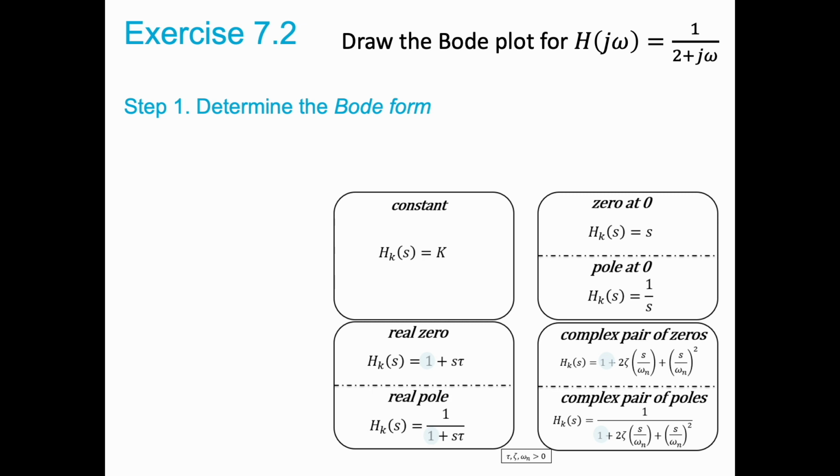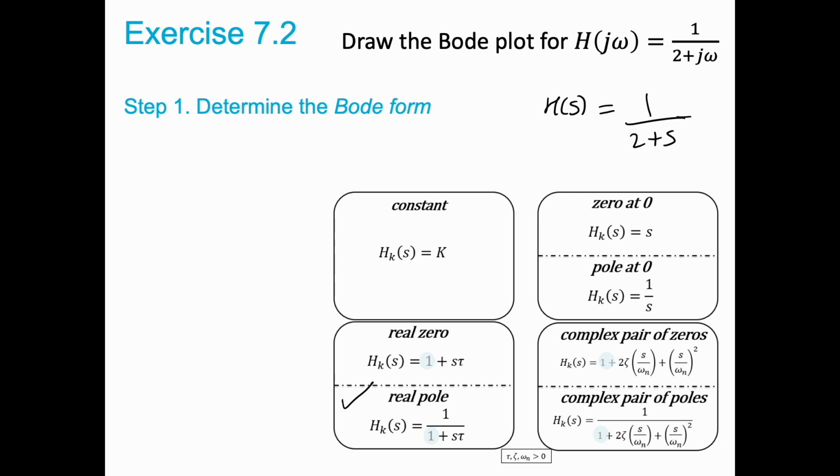All right, now let's work out another example. We are given a frequency response 1 over 2 plus j omega. The transfer function associated with this frequency response is 1 over 2 plus s. Now, when you look at this equation, you'd realize that the transfer function has a pole at s equals minus 2, because the denominator is equal to 0 when s equals minus 2. So you fall into this block over here.